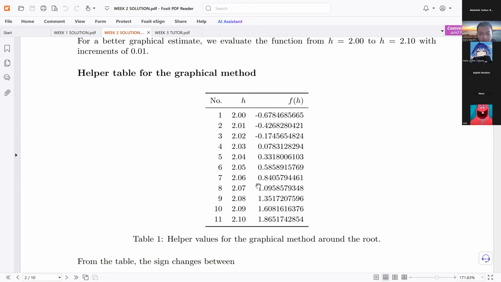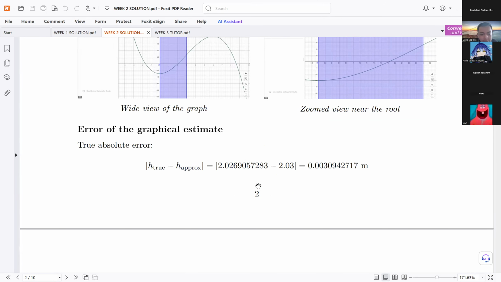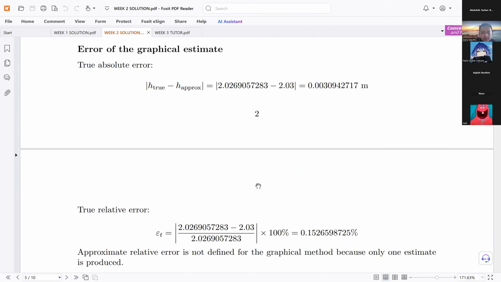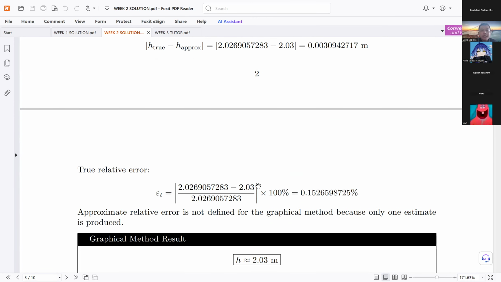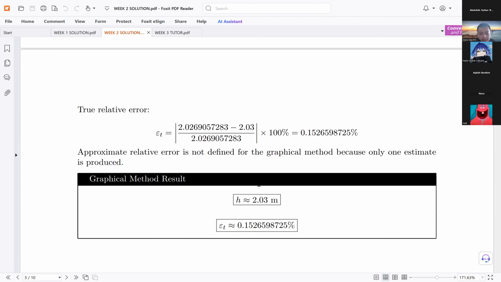So the true absolute error is just 0.003 meter, and the true relative error is 0.15%. The approximate relative error is not defined for the graphical method, because we only estimate; it's not iterative, so there is no approximate relative error. So I estimate the height for the graphical method is 2.03 meters, and the true relative error is 0.15%.